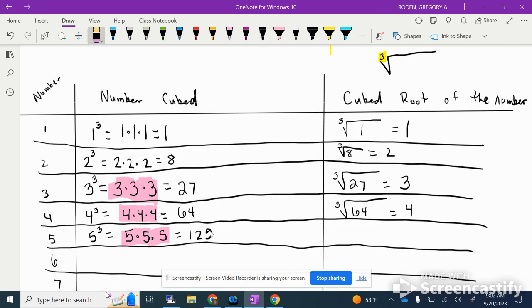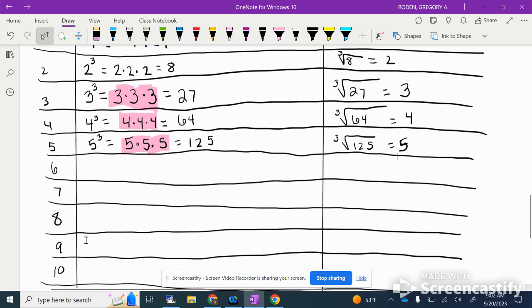125, right? 125. Okay. So the cubed root of 125 is equal to 5. Okay, we're halfway there, guys. All right. Moving on. 6.